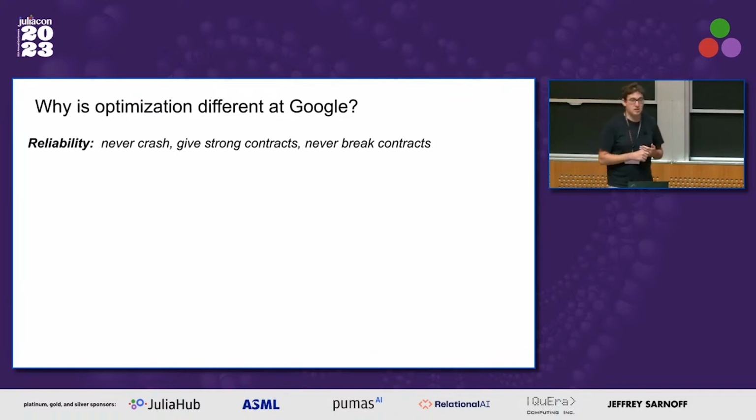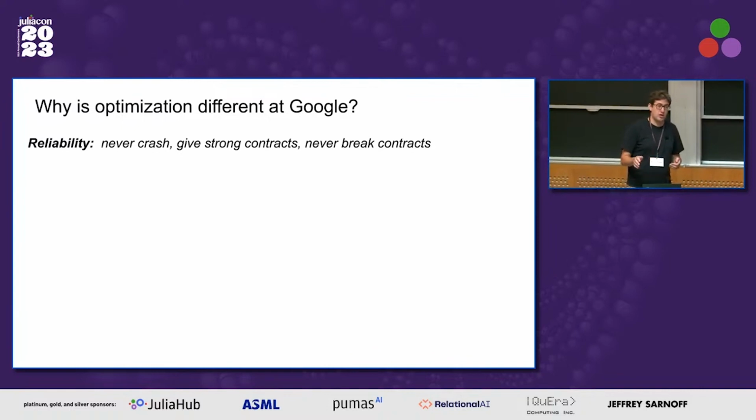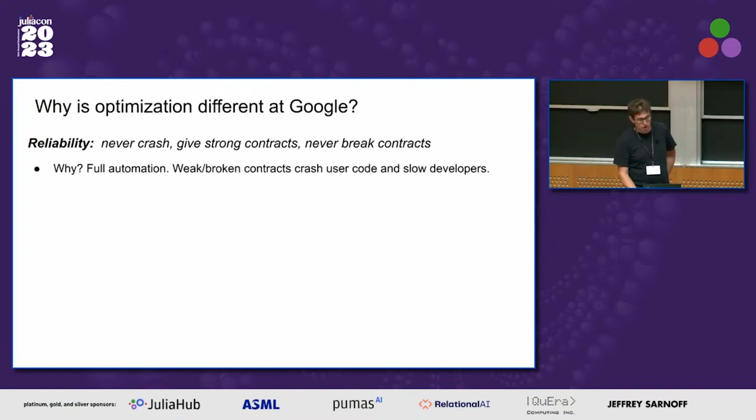So the first thing is reliability. For many of our applications, it's very important that the code will never crash. In particular, we don't ever want a segfault, if you've worked in C++. And the users want us to give them a strong contract, and if we break the contract, then the user's code crashes. So we have to both have a contract and not break it. So this goes into reliability: never crash.